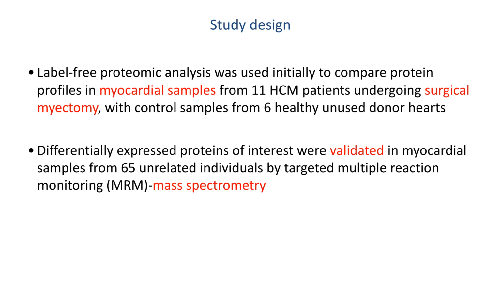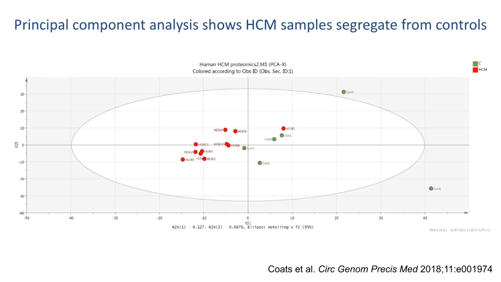Differentially expressed proteins of interest were validated in myocardial samples from 65 unrelated individuals by the development and use of targeted multiple reaction monitoring, or MRM-based triple quadrupole mass spectrometry. A total of 1,586 proteins were identified across all heart samples.